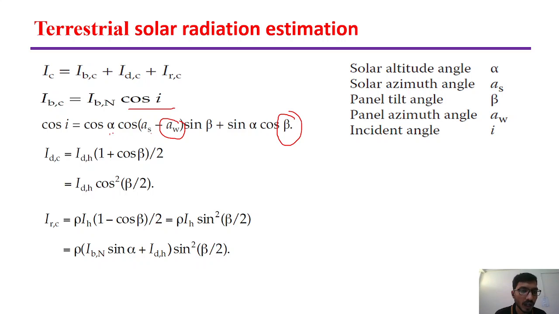And one is the solar azimuth angle, alpha S, we have to calculate. Next comes IDC. IDC is a function of IDH, cos beta, and beta is given. IDH can be calculated, and IRC is a function of IH, total solar irradiance, cos beta, and rho.